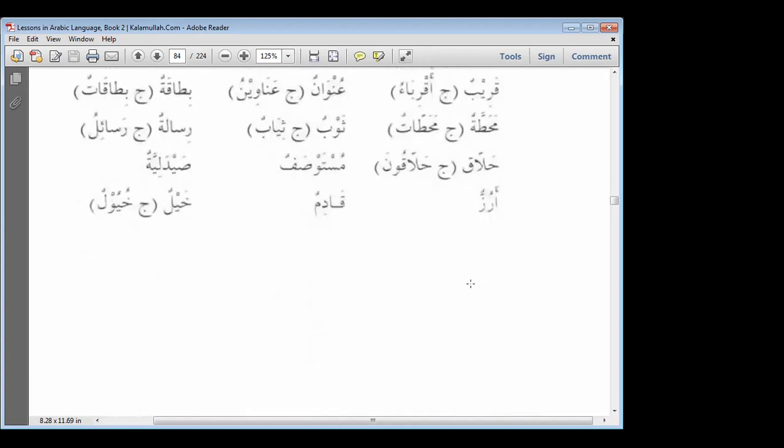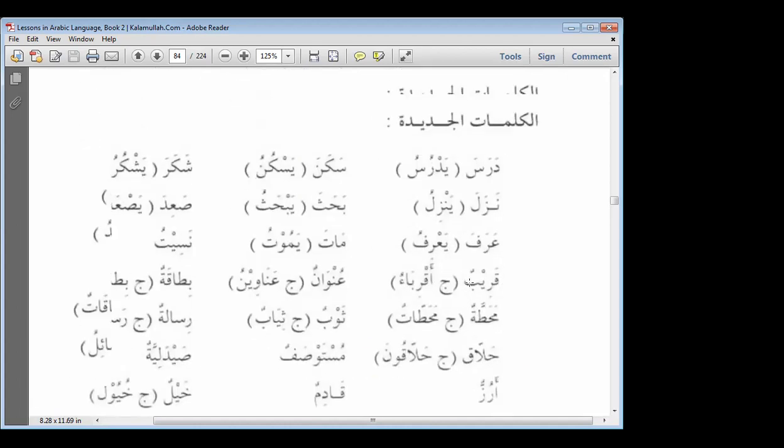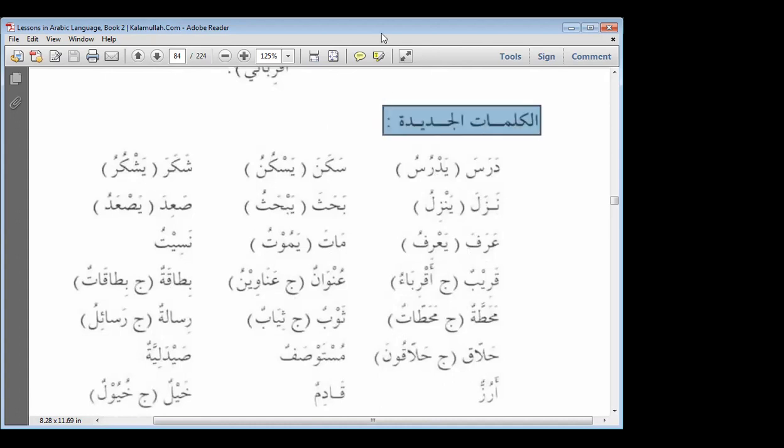So we have the list of new words here. So let's go through it briefly. Al-kalimatul jadidatu. Right, so look here, they give us the past tense and the present tense. We learn them together. Okay.